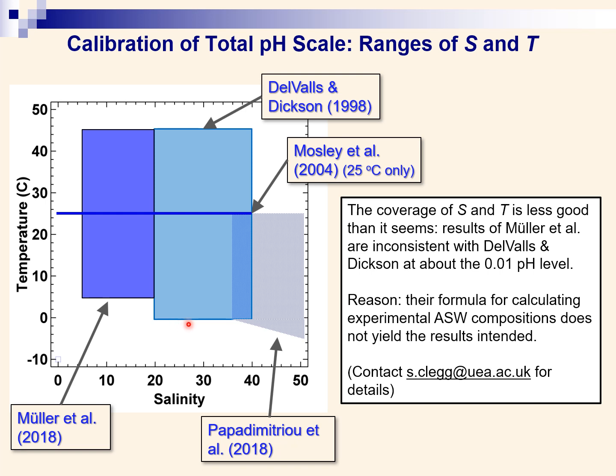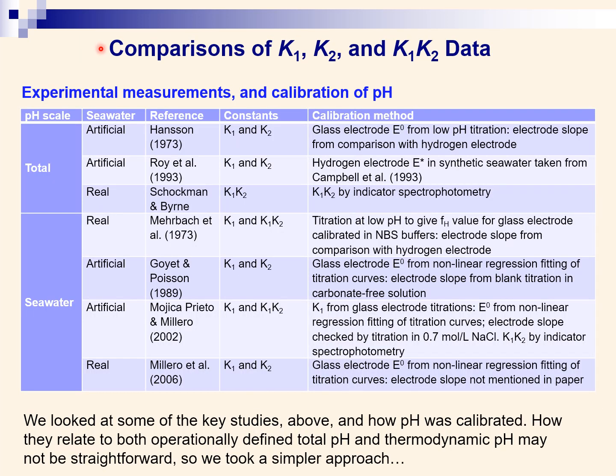Now I'm not going to go into any further details of this here, but I'd be happy to provide more information to anybody interested. So, comparisons of K1, K2 and their product. Now this table, which I am not going to go through in detail, lists some of the key studies determining K1, K2 or their product, and on the right, how pH was calibrated in these experiments.